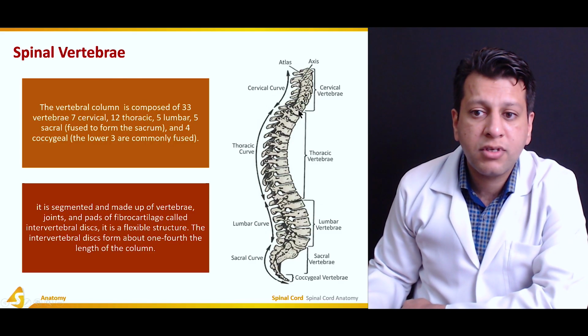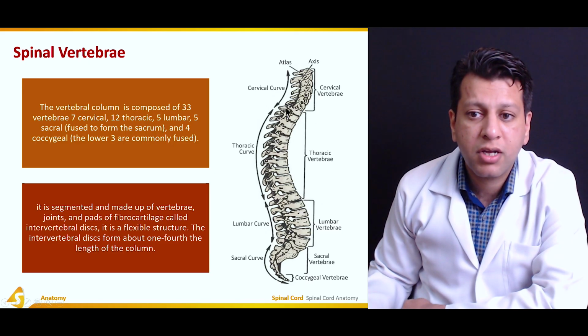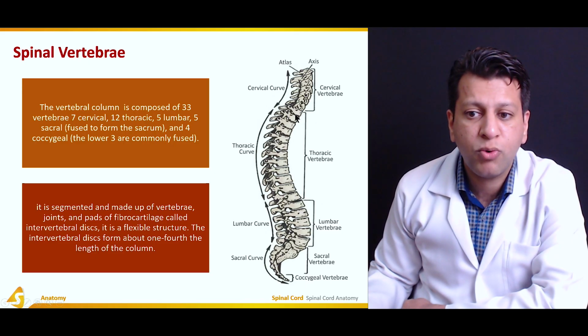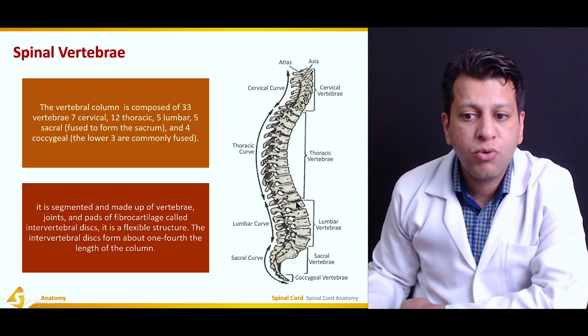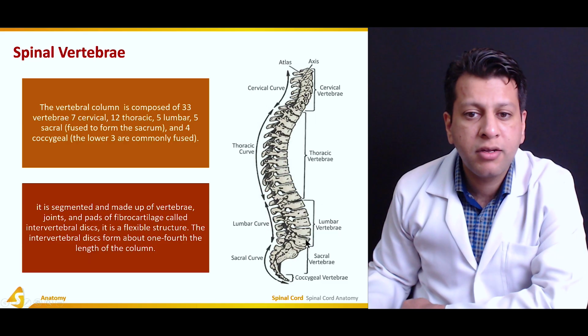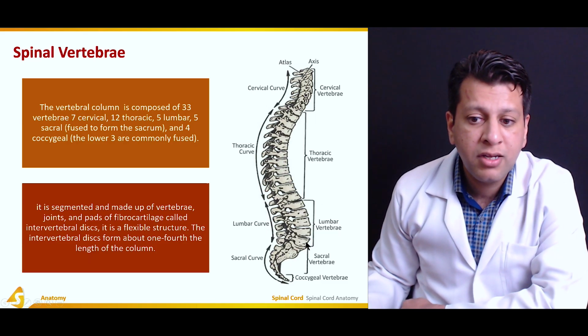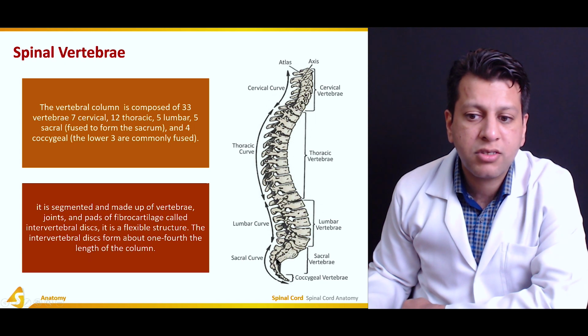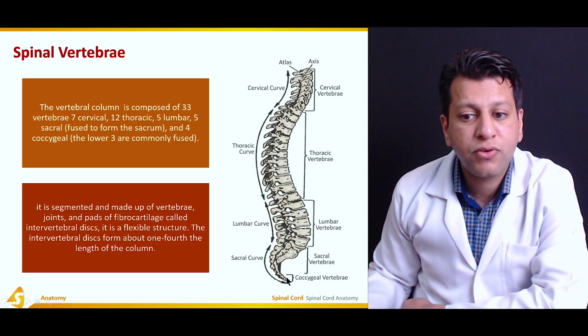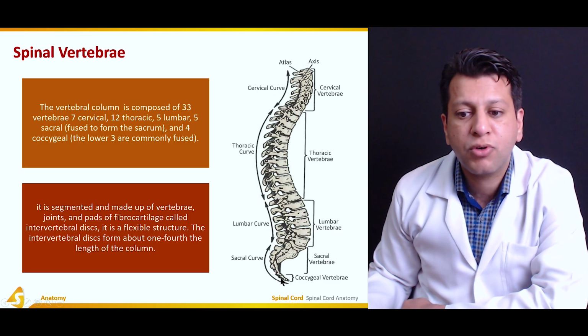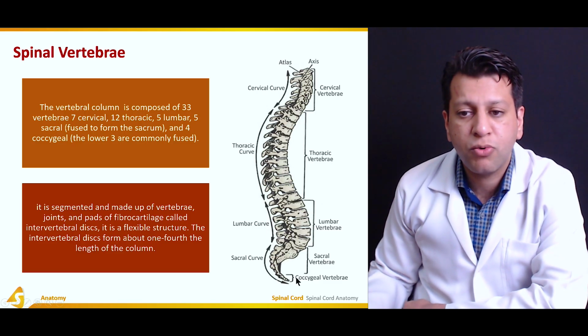Then after C7, the first thoracic vertebra comes in, and from T1 to T12, these are the thoracic vertebrae. Then from L1 to L5, you have the lumbar vertebrae, which are not fused, but the lower 5 sacral vertebrae are fused to form the sacrum. This is one bone. And then the 4 coccygeal vertebrae are fused to form the coccyx, which is a single bone as well.